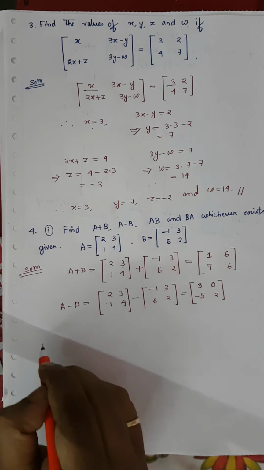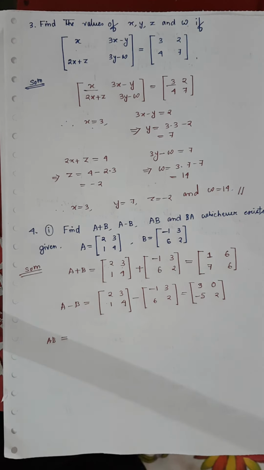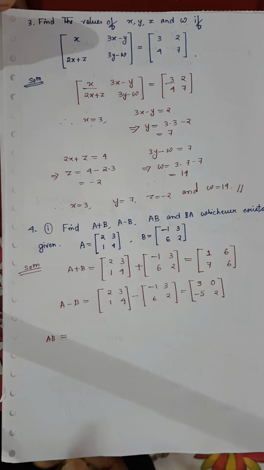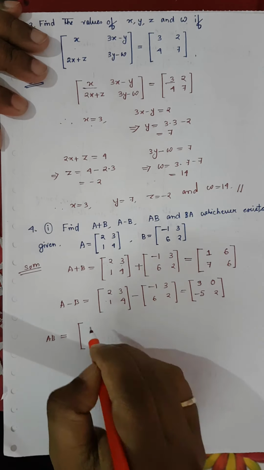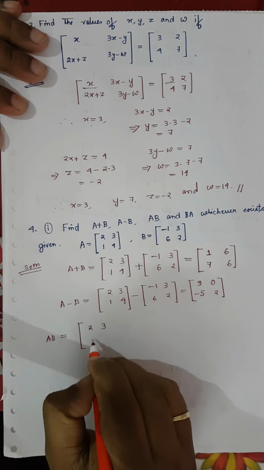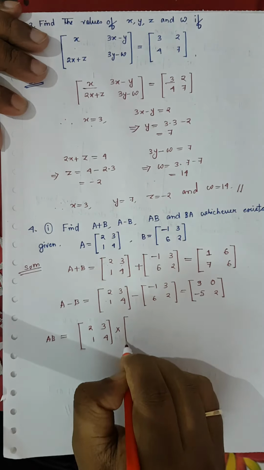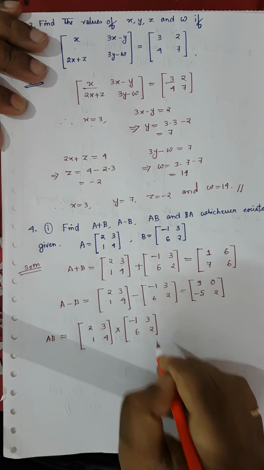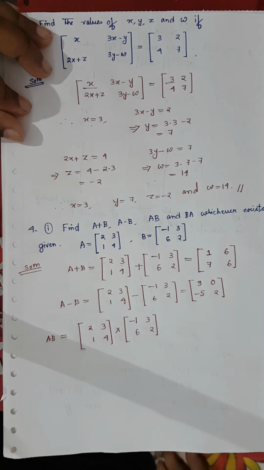Now find out the product AB. See, when I multiply two matrices, the operation takes place among the row and column, that is the row of the first matrix and column of the second matrix. So multiply AB. Here A is the first matrix, so it will be 2 3 1 4 multiply 2 minus 1 3 6 2.